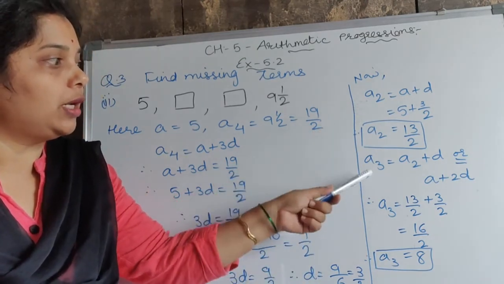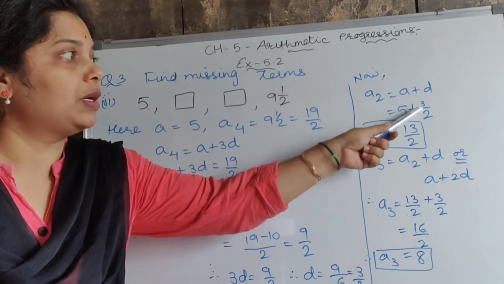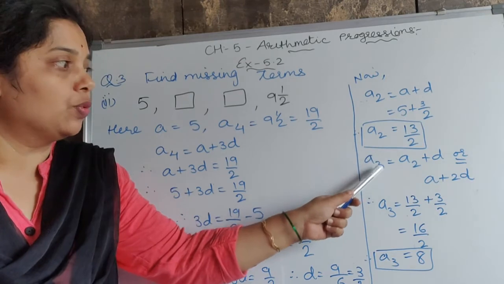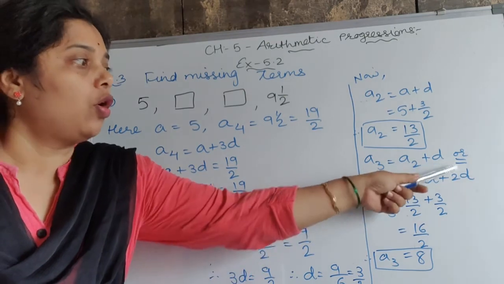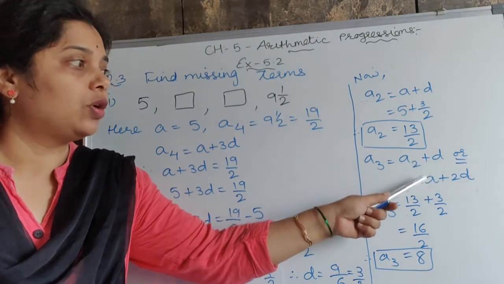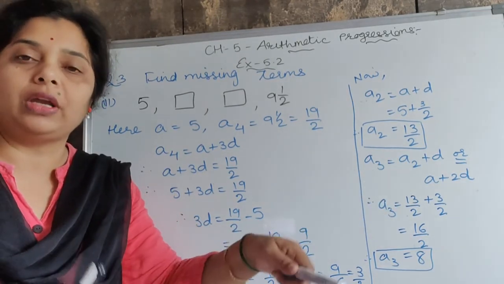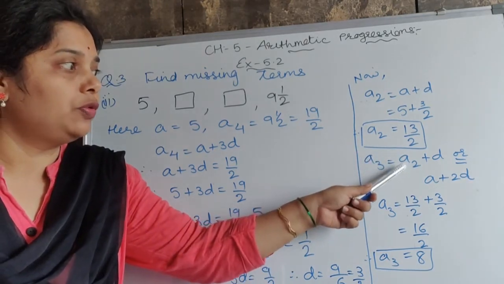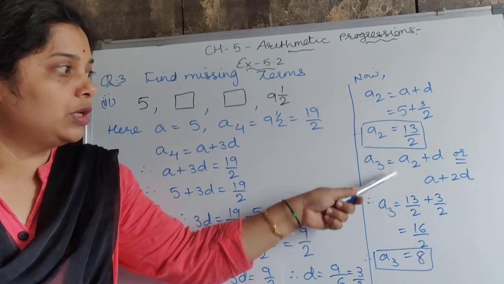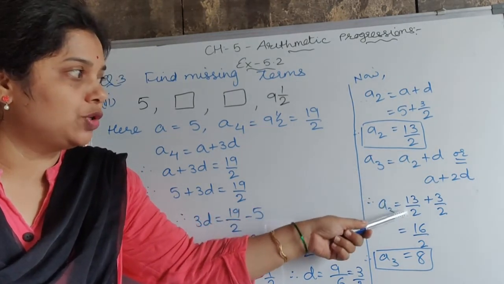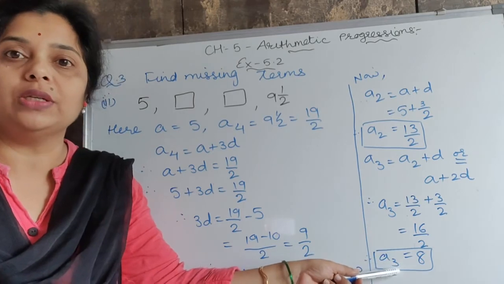And then to find A2 and A3, again I use the formula A2 is equal to A plus D. So 5 plus 3 by 2 is equal to 13 by 2. To find A3, you can use either the formula A2 plus D or A plus 2D. Any formula you use to find A3, A4 or A5, any term, it doesn't matter. You will get the same answer. So I am using A2 plus D, and I substitute the value. A2 is 13 by 2, which we got already, plus 3 by 2. So it is 16 by 2, which is equal to 8.